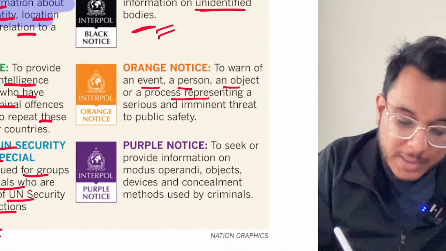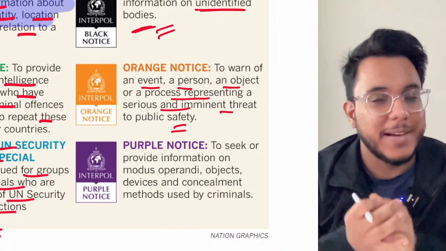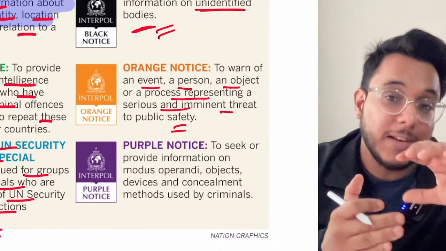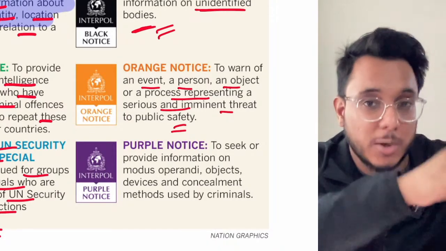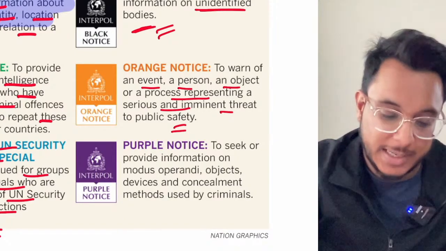Then the orange notice is to warn of an event, a person, an object or a process representing a serious and imminent threat to public safety. Is it clear or not? Fine. Sometimes, let's say in some XYZ country, public safety can be threatened by some kind of disaster or some other issue. So we can warn them in advance by sending the orange notice.